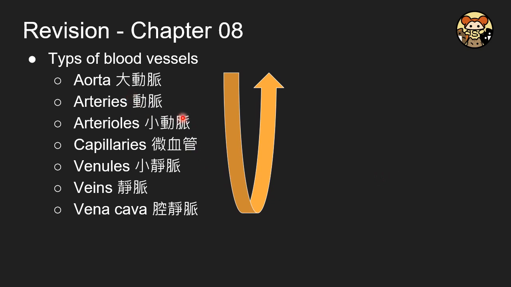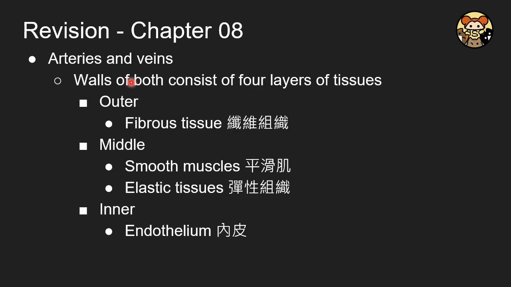And here are the types of blood vessels, from aorta to arteries to arterioles, capillaries, venules, veins, and vena cava, and then back to the aorta again. And their wall consists of fibrous tissues, muscles, and also the endothelium.